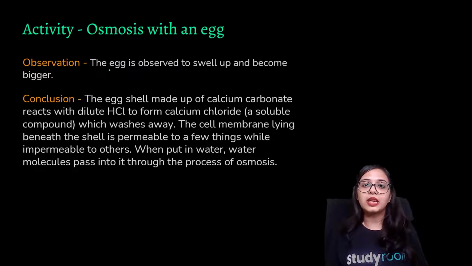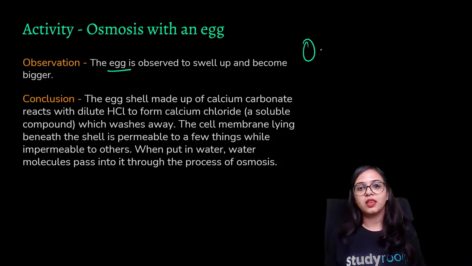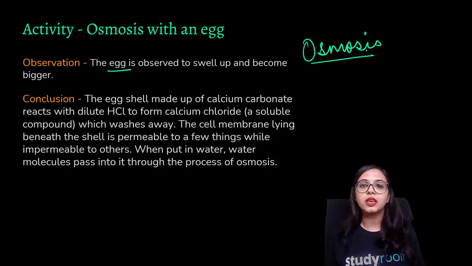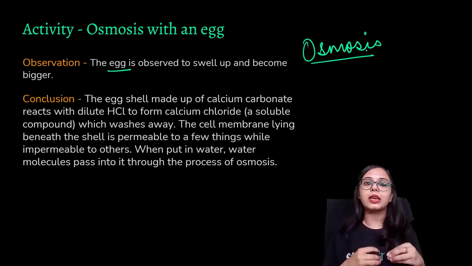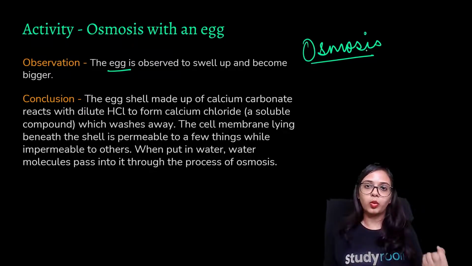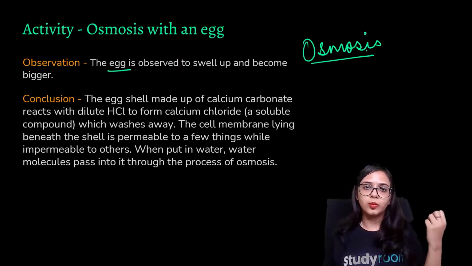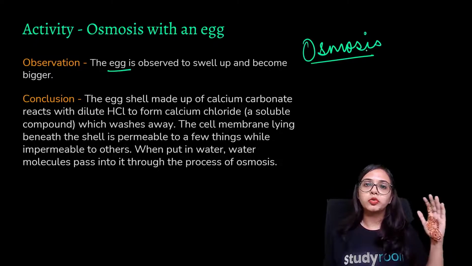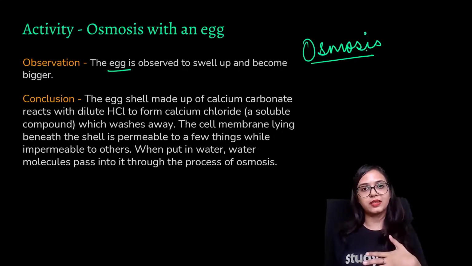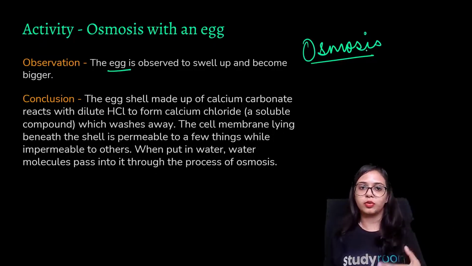We observe that this egg is observed to swell up and become bigger. This demonstrates that osmosis has taken place. That means since inside the water there is a high concentration of solvent molecules, and inside the egg there is a low concentration of solvent molecules. All right, so the cell membrane, owing to its semi-permeable nature, is going to allow the water, the solvent molecule, to move inside the cell, that is from the high concentration to the low concentration.